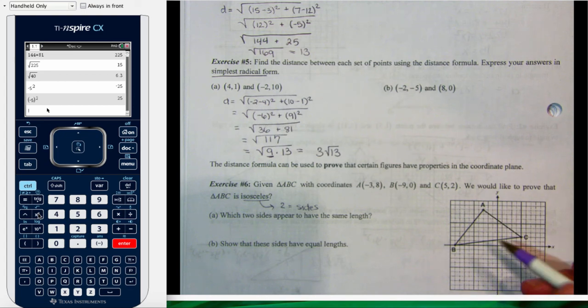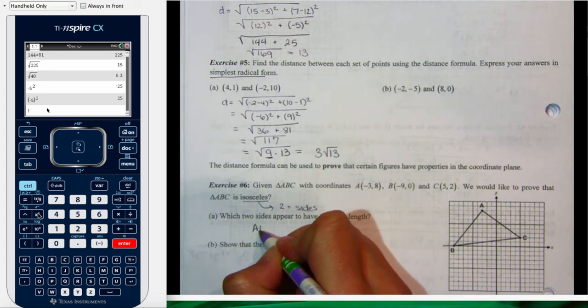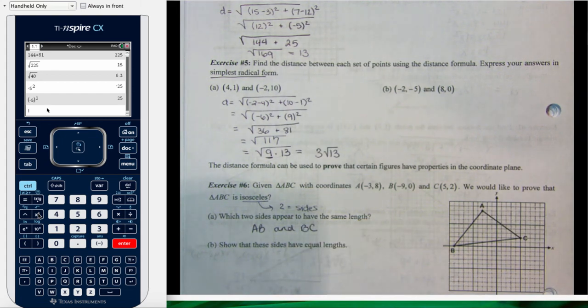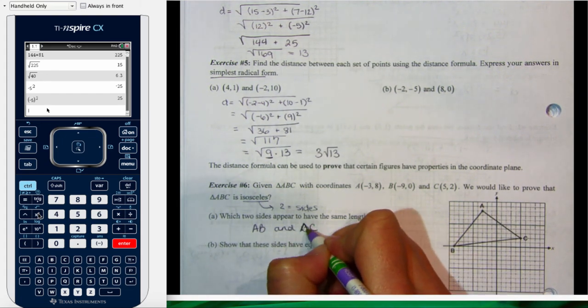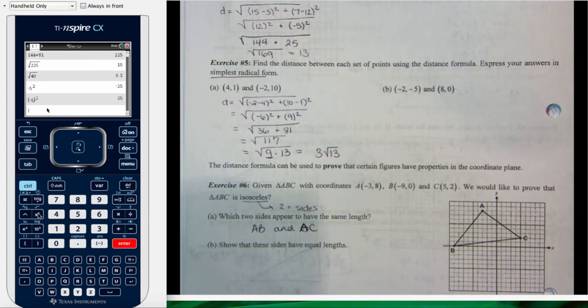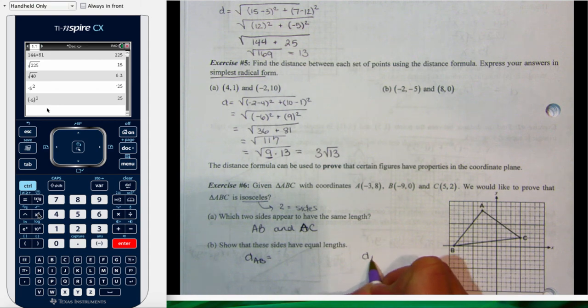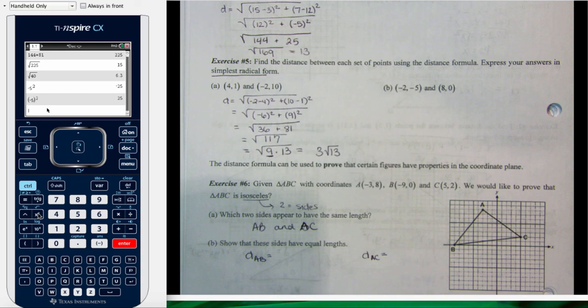So which two sides appear to be the same length? AB and BC? No, AC, sorry. So AB and AC look like they're the same length. And now we're going to see if they have the same length. So we're going to find the distance from A to B, and we're going to find the distance from A to C. All right, so what I would like you to do at this point is go ahead and practice that.